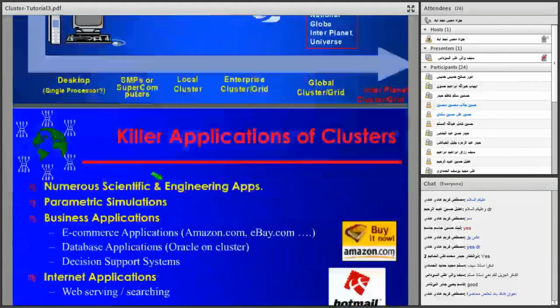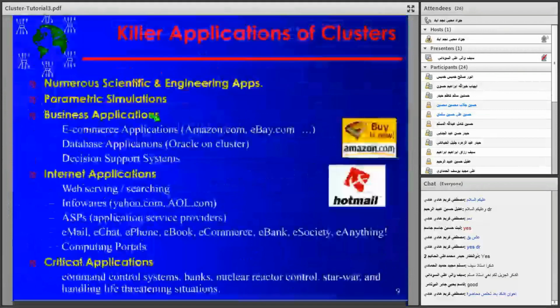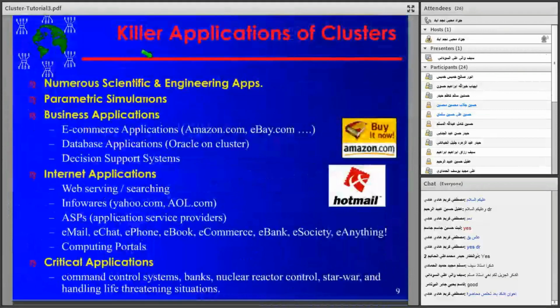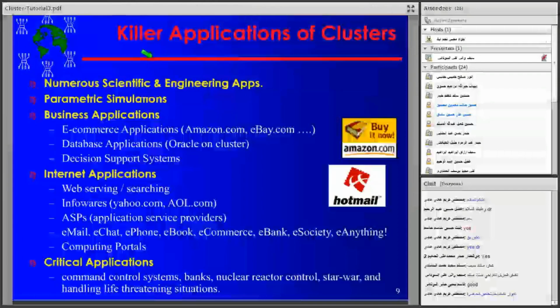Okay, Saif, thank you. Thank you so much. Okay, the next slide talks about the clear applications of cluster. I think that's enough for today. We can continue this concept, inshallah, in the next session.